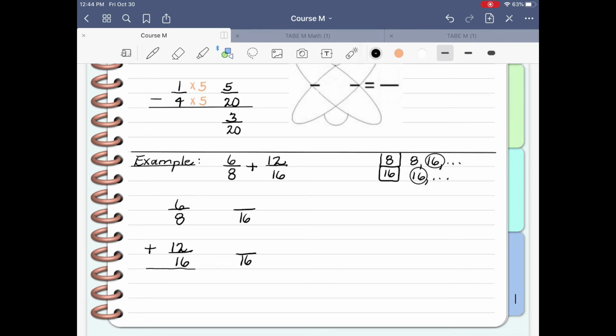And then I will be able to add those fractions. 8 times 2 is 16, so 6 times 2 is 12. This one's already built up into 16ths. 12 and 12 is 24 with 16 on the bottom. Now what do we do when the fraction is top heavy? We have to QRD.